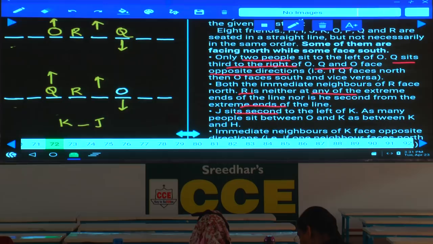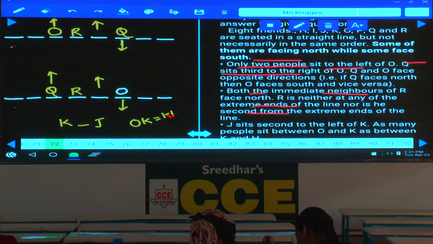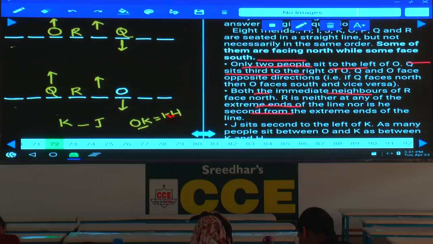As many people sit between O and K as between K and H. Now see, this is how to represent the data. If there is no person between O and K, then there should not be any person between K and H. If there is one person between O and K, there must be one person between K and H. And if there are two persons between O and K, there must be two persons between K and H. Number of persons in between O and K must be equal to the number of persons between K and H. Now, with this information, tell me what can we infer?